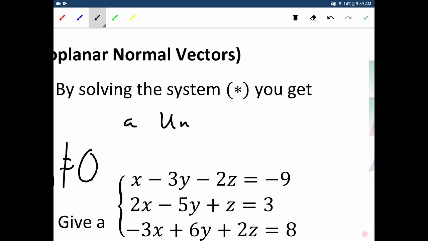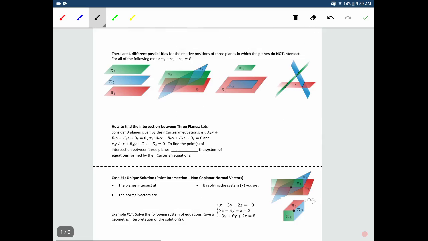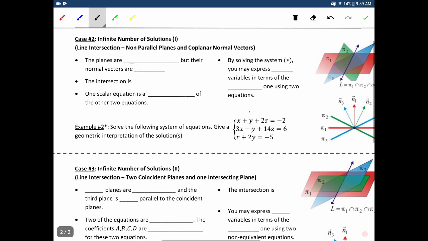A unique solution. So in other words, you would just get x equals something, y equals something, z equals something. Very specific. You would actually get numbers for all three. Okay? All right, so that's case 1. Let's jump over to case 2.